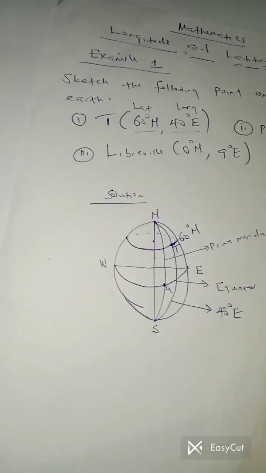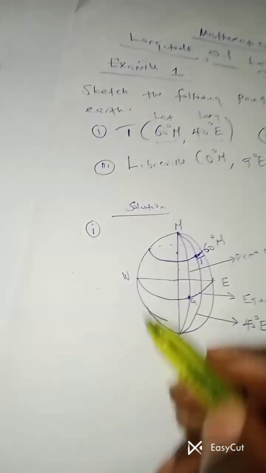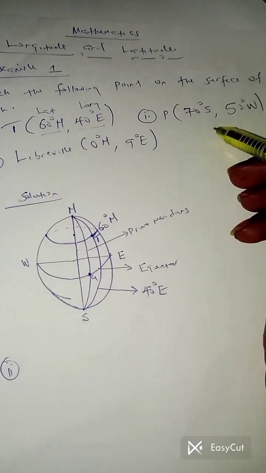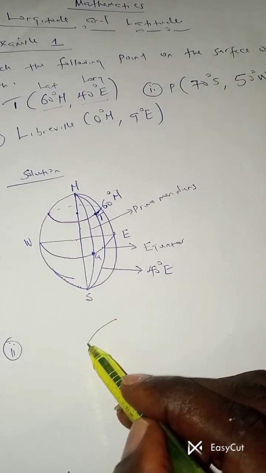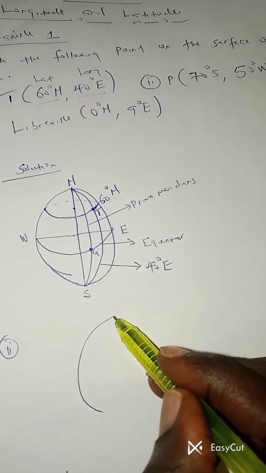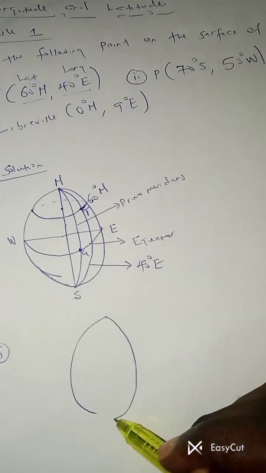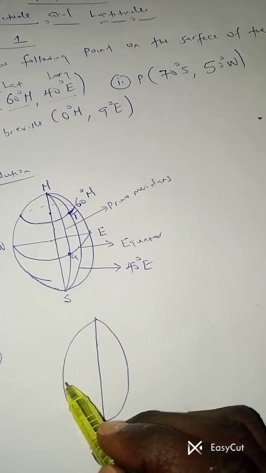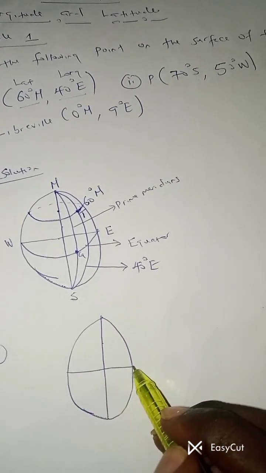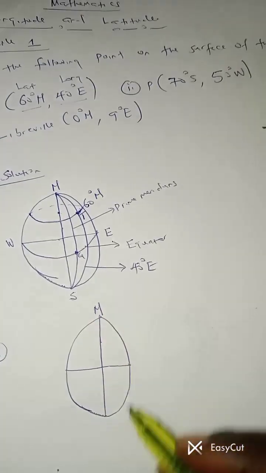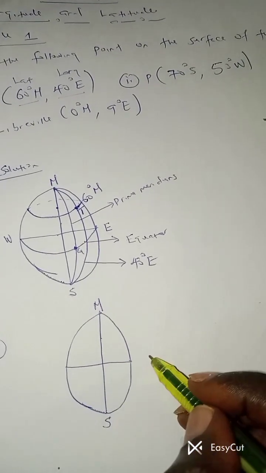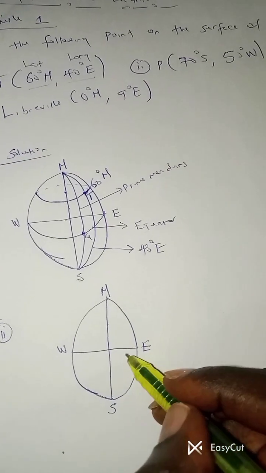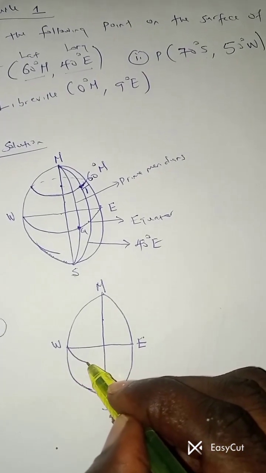So also we can continue. This is my Roman figure 1. My Roman figure 2, they ask us to locate this position on the surface of the earth. I will do the same thing. I will have a circle. I'll have this. This is north. This is south. This is east. This is west. Also, I'll draw my equator.